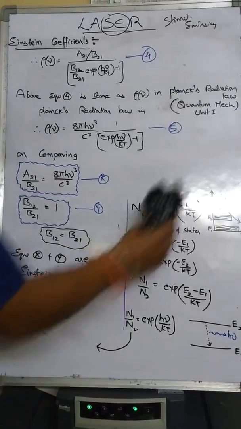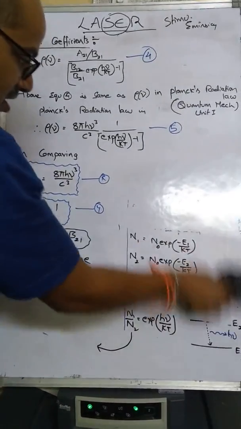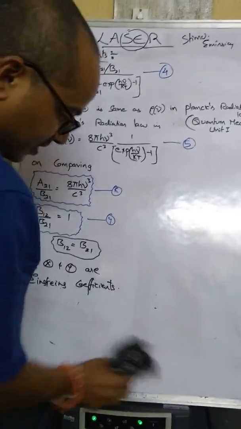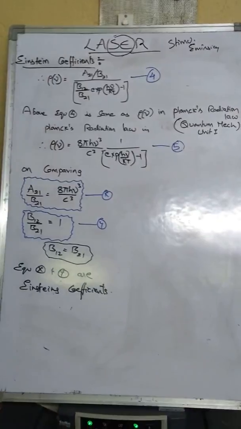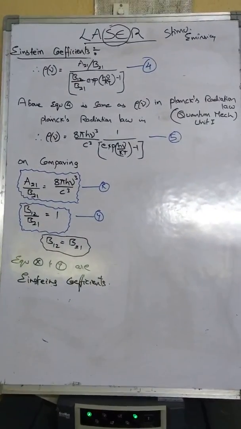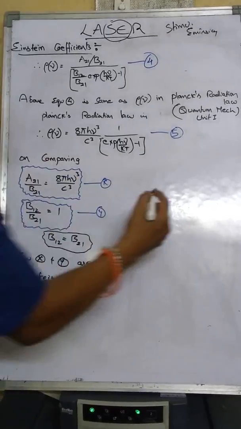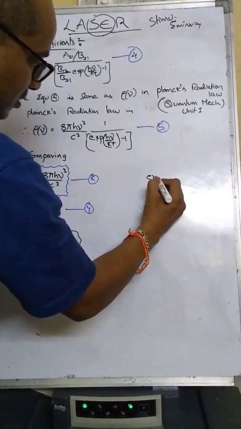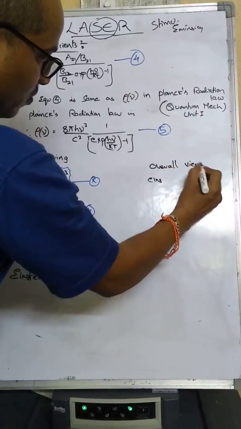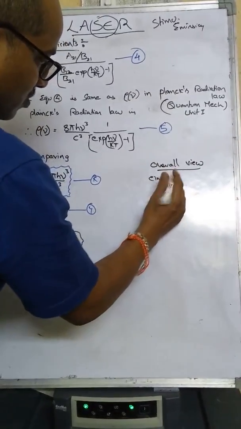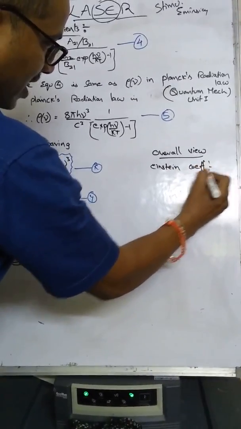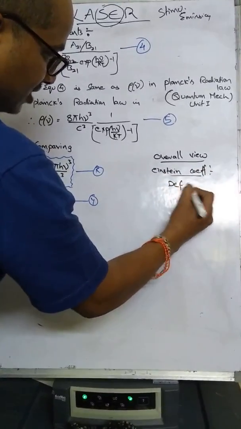So this is an important essay question which appears with 85% probability in your examination. Let me give a clarification for the overall review of the Einstein coefficients. How have we defined Einstein coefficients? Overall view: what are Einstein coefficients, and the derivation for Einstein coefficients. First we defined what Einstein coefficients are.